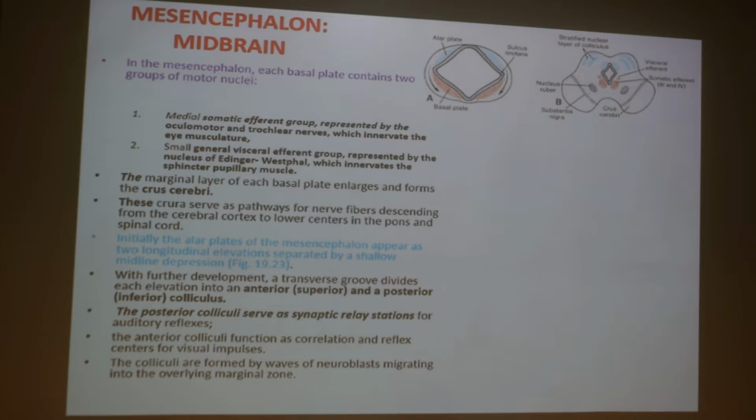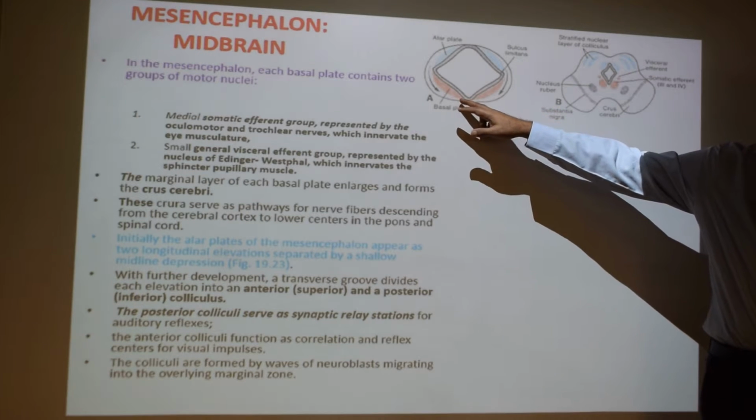Okay. So now we have done the rhombencephalon, we are going to talk about the mesencephalon. The mesencephalon has basal plates which are going to give rise to two columns. One is the general somatic efferent column, which is mainly responsible for the muscles, giving the oculomotor nucleus and the trochlear nucleus, which supply the muscles of the eye. And there is a general visceral efferent column, the parasympathetic nucleus, which is the Edinger-Westphal nucleus, coming out from the basal plate.